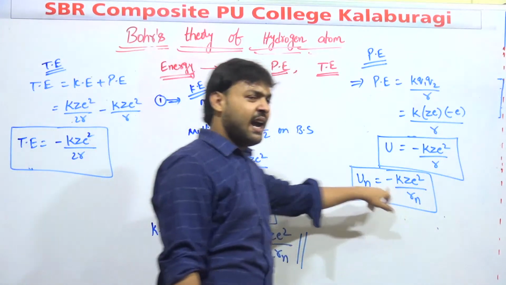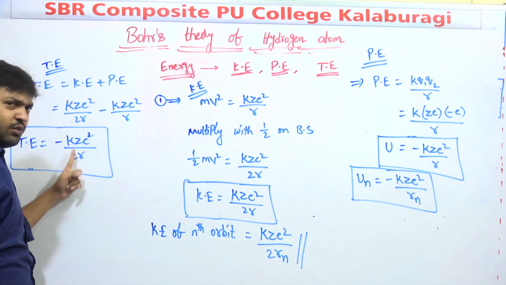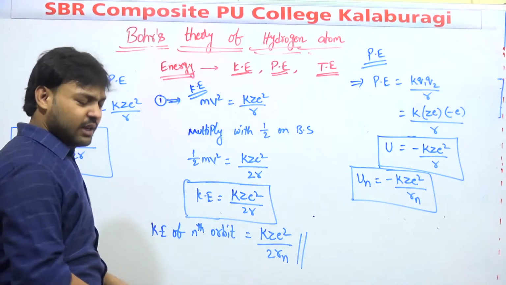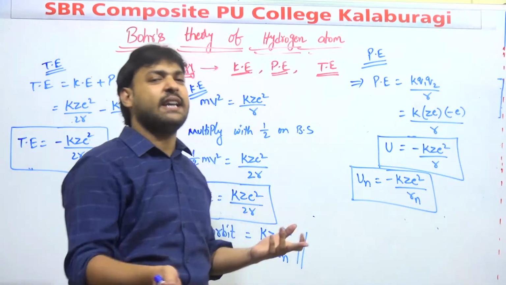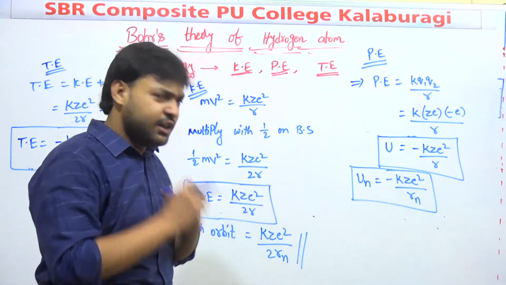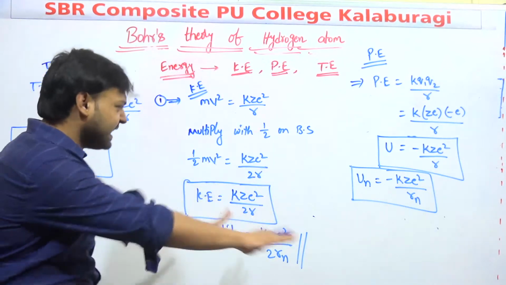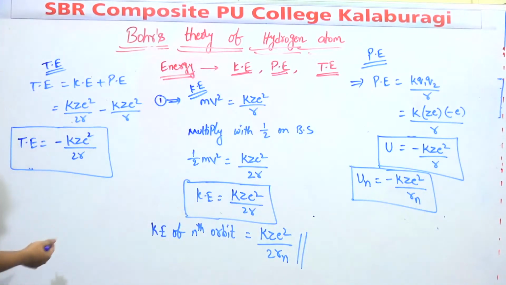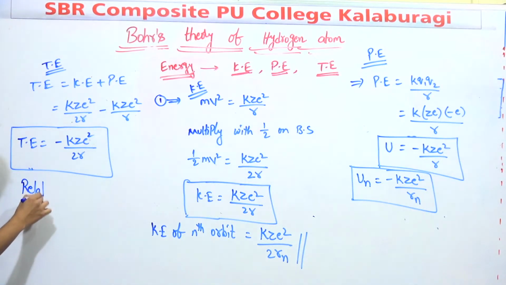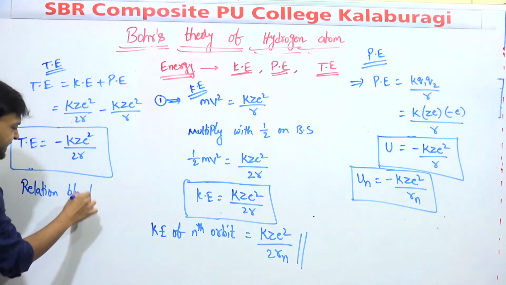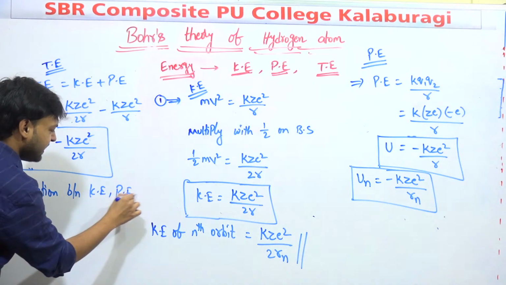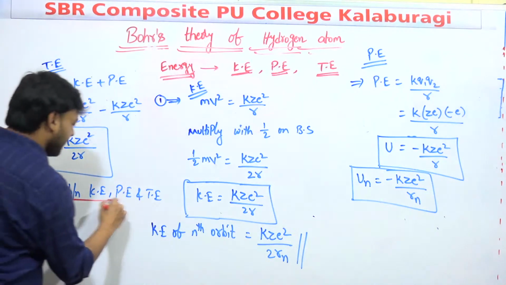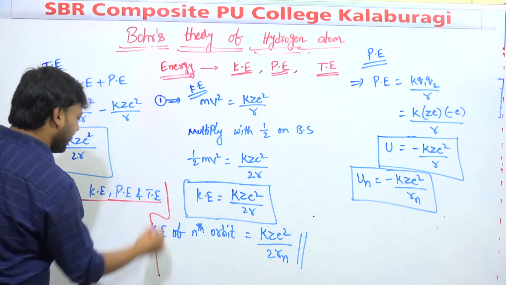See, potential energy and total energy: potential energy is by 2, it is half of... and kinetic energy and total energy are same but negative. So total energy also we got in the negative to attain the stability. The electron will be bound to the nucleus. We know that. Right? Try to see the relation. That relation is very important. So what is the relation? Can I write here? Relation between kinetic energy, potential energy, and total energy.